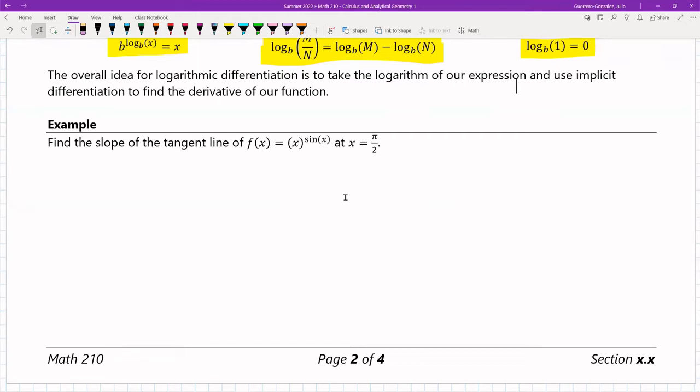So let me go ahead and run through this. The first thing I'm going to do is call my f of x, y equal x to the sine of x. Here comes the logarithmic differentiation portion. I'm going to take the ln of both sides. It doesn't matter if you take the ln of both sides or the log of both sides, ln is just the easier one to mess with. So I'm going to do ln of y is equal to the ln of x to the sine of x.